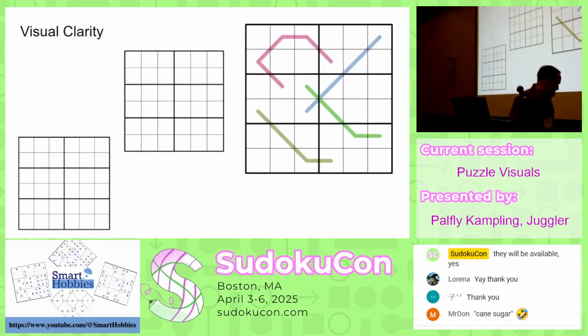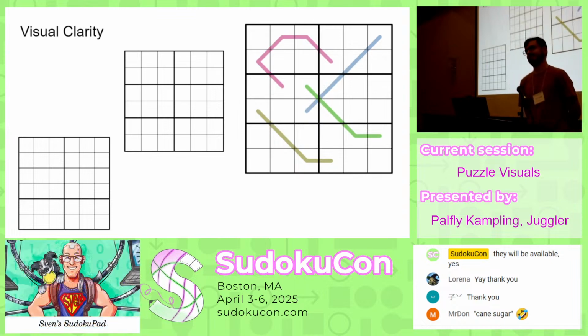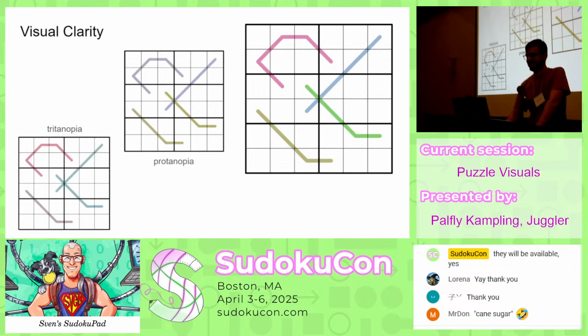Over to Palfly. Next, another point about visual clarity that only affects some people. So for most of you, this is probably a perfectly fine puzzle. But some people are colorblind. These are two examples of things colorblind people might see in this puzzle. And of course, if you have the rules, pink line, blue line, green line, yellow line, it gets a lot harder to solve if you can't tell them apart.